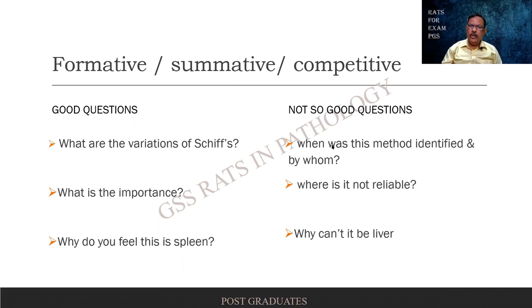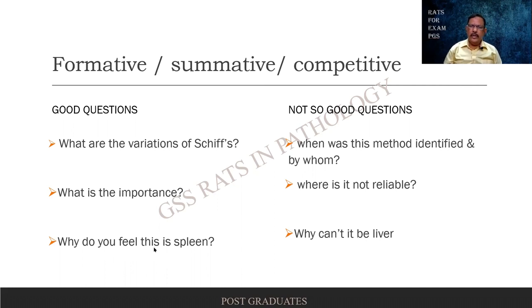There are also not so good set of questions. I'll give you an example of each. What are the variations of Schiff's reagent? Supposing pass is your string. But then there have been some examiners who asked this question also. When was this method identified and by whom? What is the importance of it? Where is it not reliable? Putting a negative in a question is a bad format.